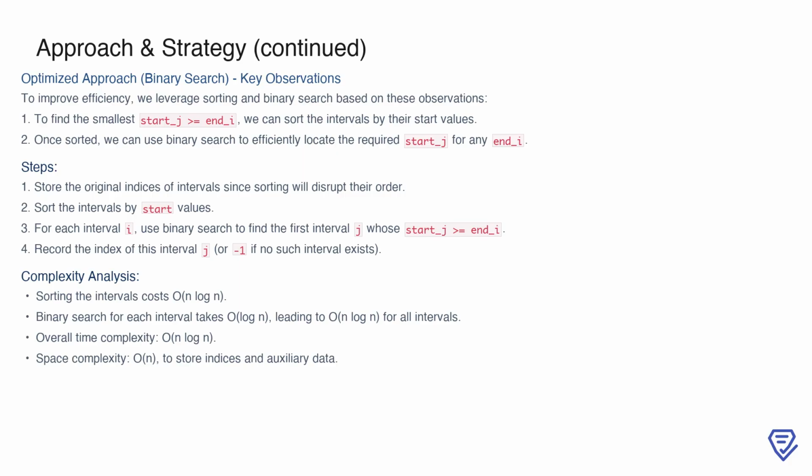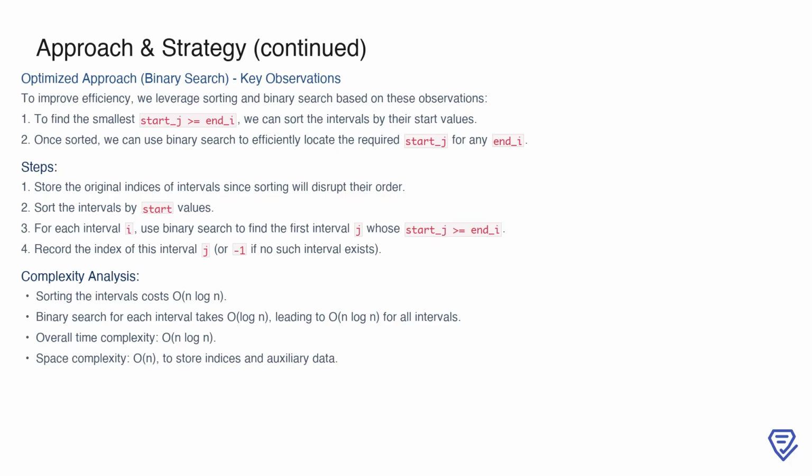Then, we sort the intervals based on their start values. For each interval i, we perform a binary search to find the first interval j whose start value meets the condition. Finally, we record the index of this interval or -1 if no such interval is found. The sorting step takes O(n log n), and the binary search for each interval takes O(log n), resulting in an overall time complexity of O(n log n).